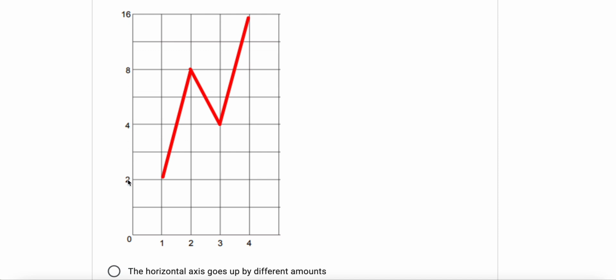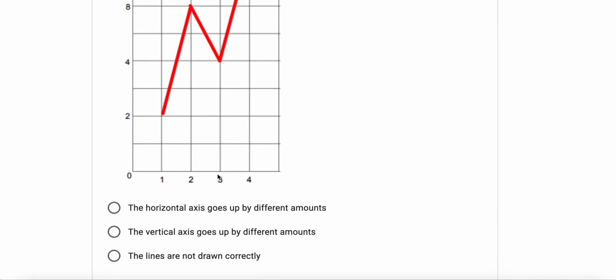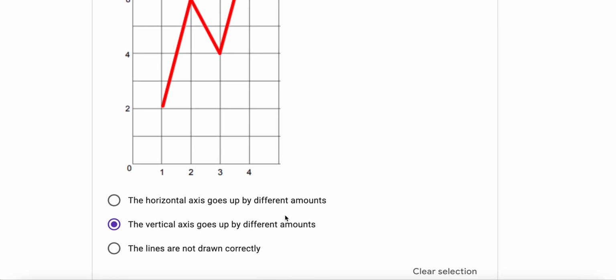This only went up by 2, and this went up by 4, but it took the same amount of grid units here. So really, this should have gone up another 2 units. So it should be a lot steeper here, but it makes it look like a lot less happened and there was a lot less change. And then here we've got from 8 to 16, so that's another 8. So this really should have gone up another 8 units in that space. So this graph should be a lot steeper than it is. So the problem here is that the vertical axis goes up by different amounts.